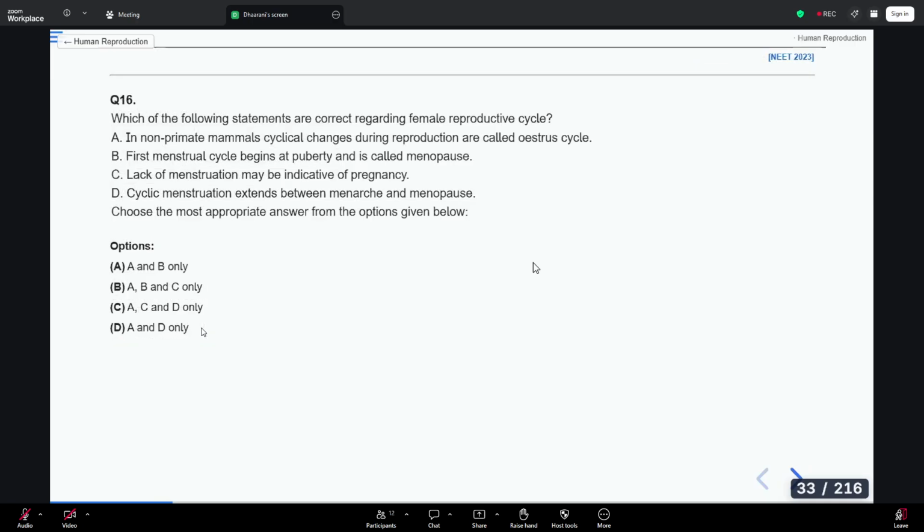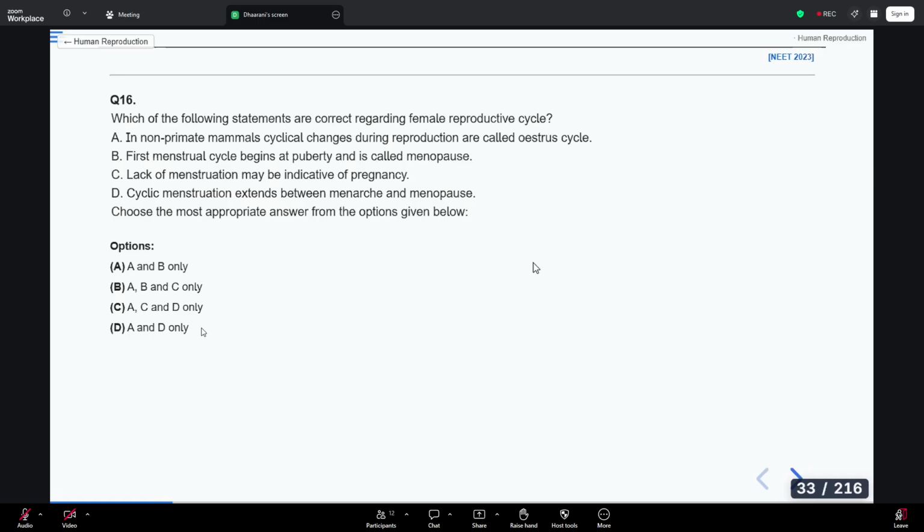Okay, next question. Which of the following statements are correct regarding female reproductive cycle? In non-primate mammals, cyclical changes during reproduction are called estrous cycle. First menstrual cycle begins at puberty and it is called menopause. Lack of menstruation may be indicative of pregnancy. Cyclic menstruation extends between menarche and menopause. So you have to select the correct option regarding the statements.